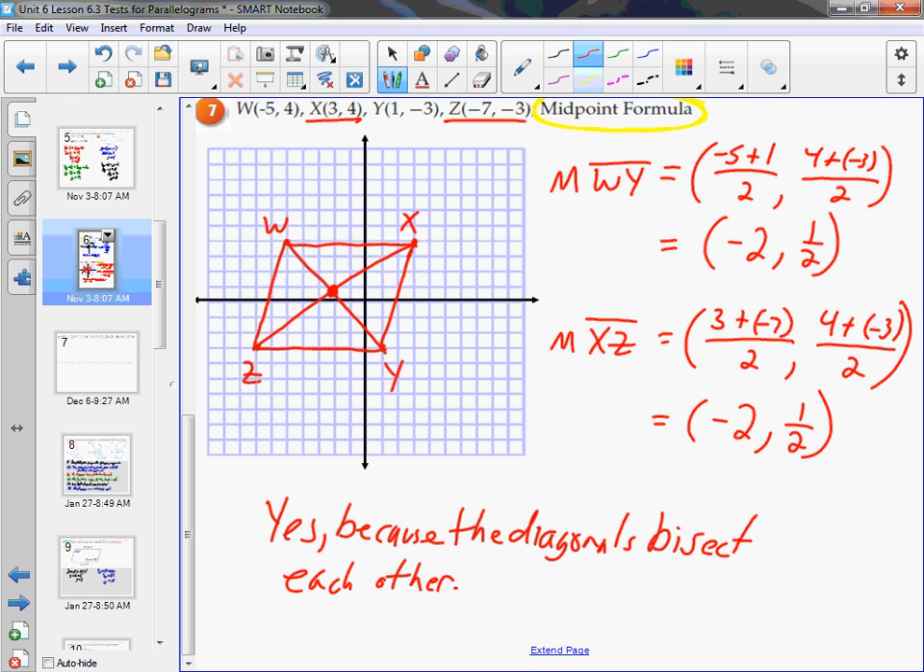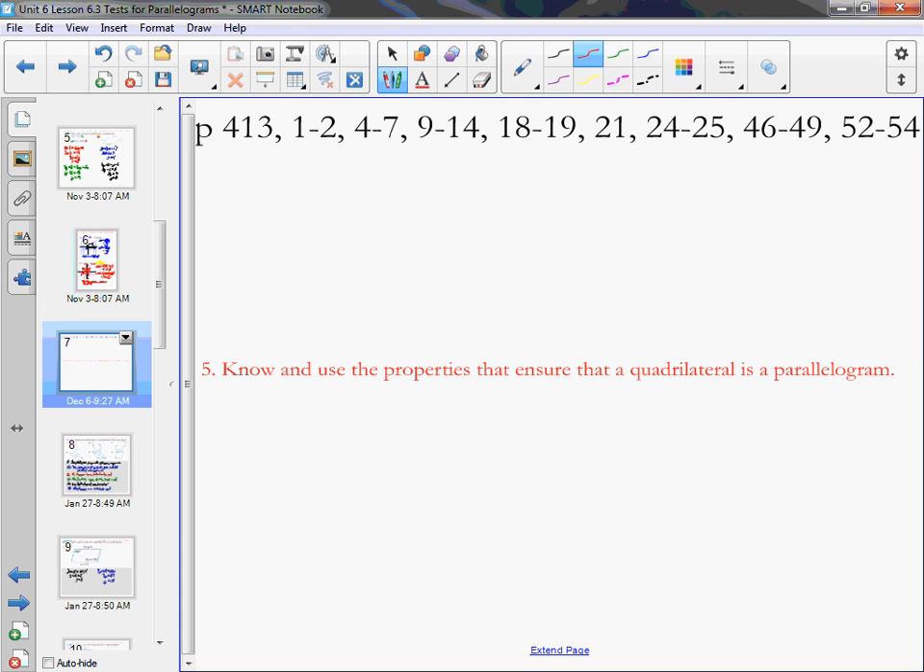All right. Questions? What do you think? Doable? Oh, yeah. All right, so here you go. Page 413, 1, 2, 4 through 7, and then 9 through 14, 18, 19, 21, 24, 25, 46 through 49, 52 through 54.